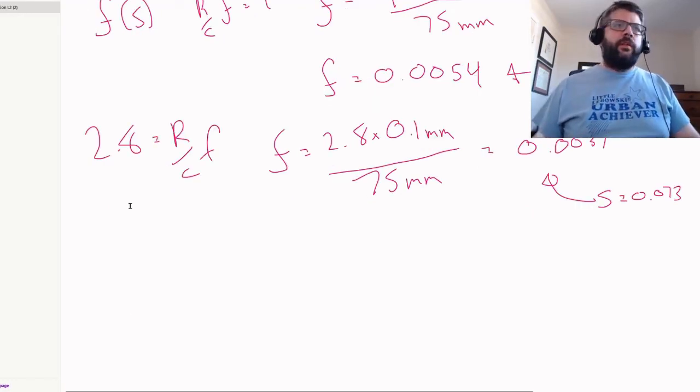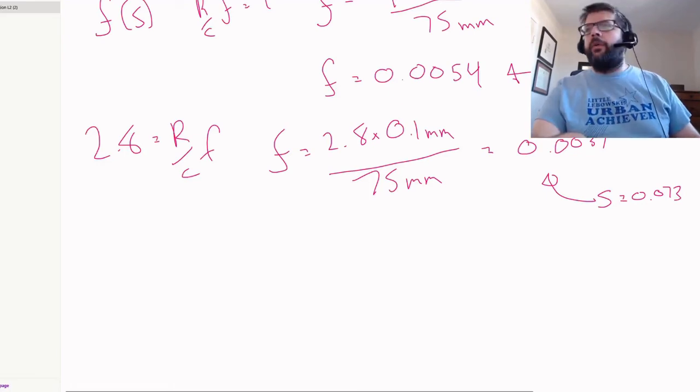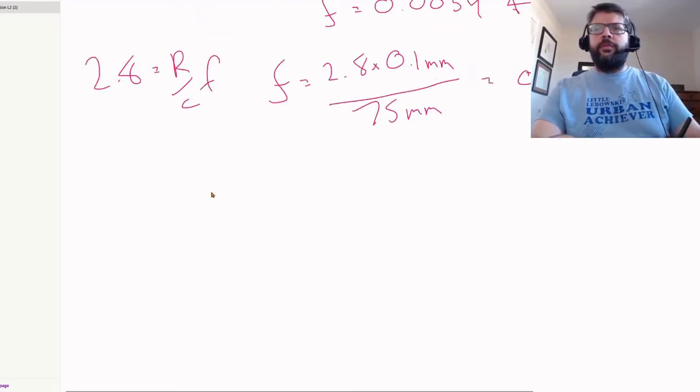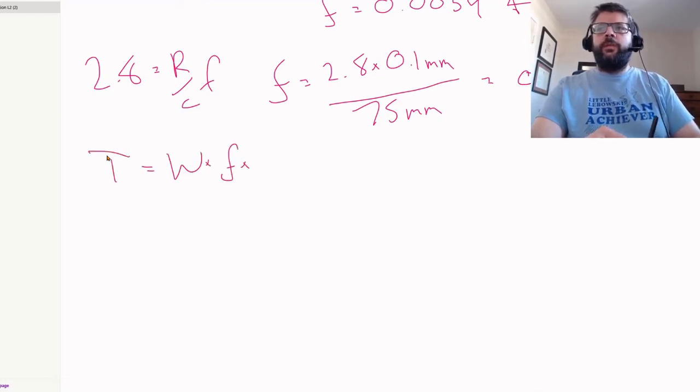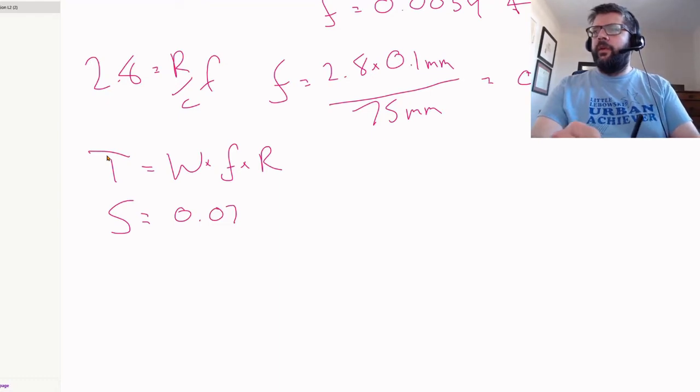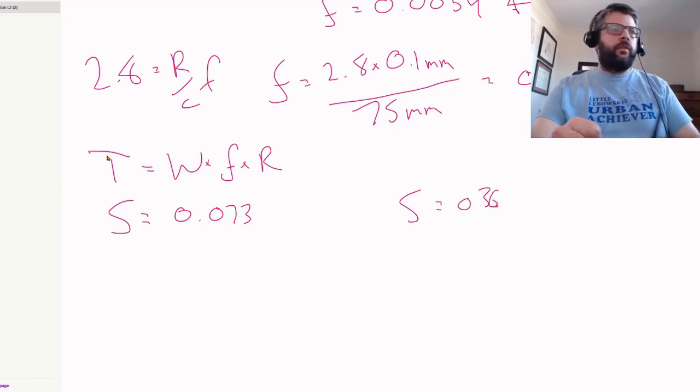So the next thing that the question asked of us was to figure out the power losses. Just a reminder of how the coefficient of friction was defined: it allowed us to figure out our torque. Our torque was equal to the load times the coefficient of friction times the radius. So let's do this in columns, I guess. Over here we're going to have the S equal to 0.073. Over here, let's do the S equal to 0.36.